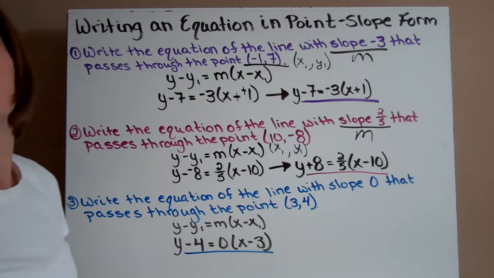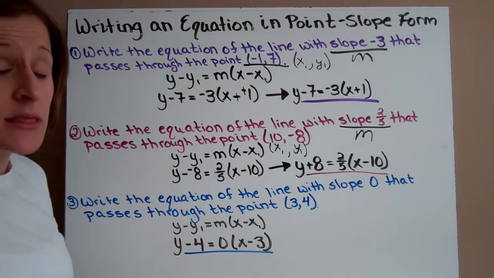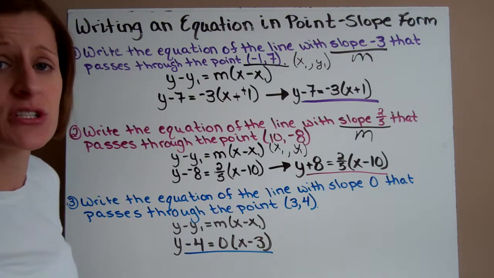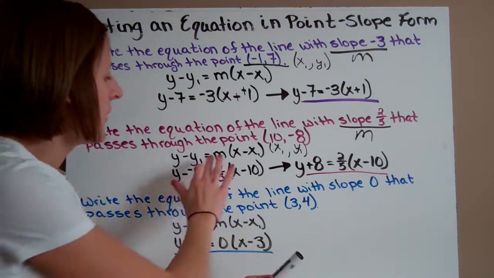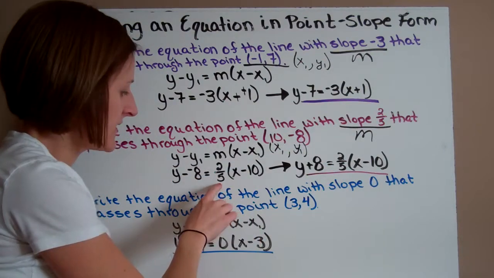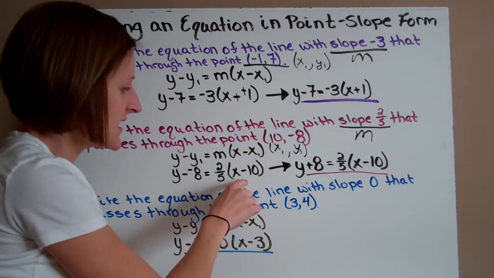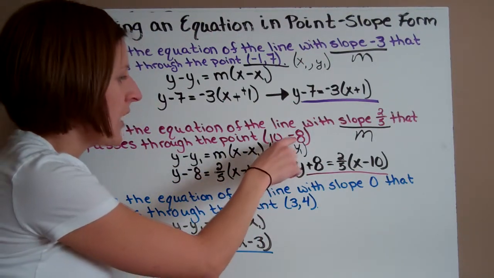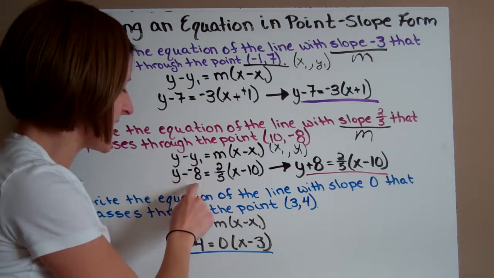Alright, now do the same thing we did last time. Literally plug your information down and you're done. So m is 2/5. Plug that in for m. x1 is 10, so we do minus 10. y1 is negative 8, so I do minus negative 8.